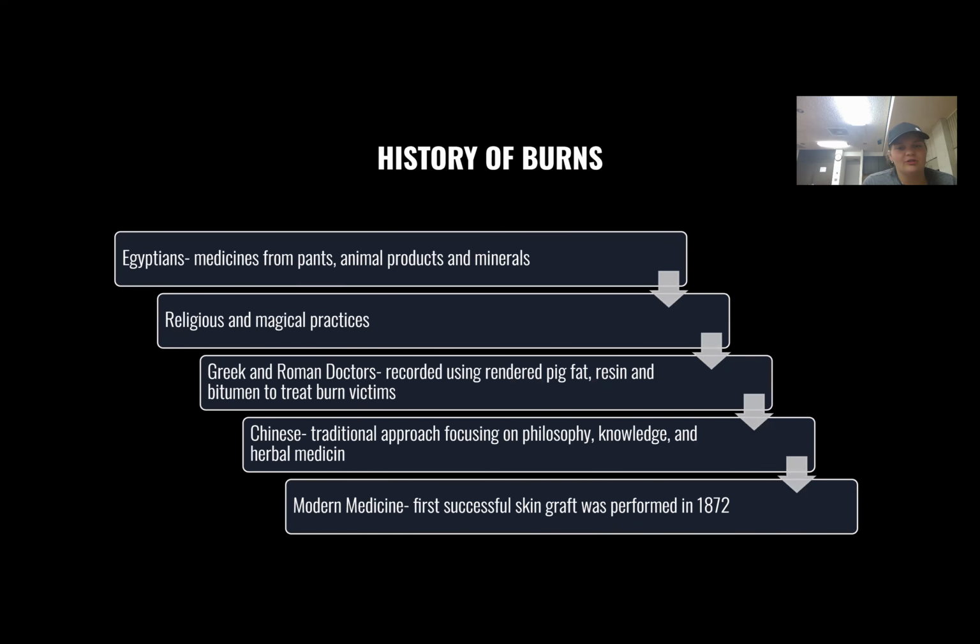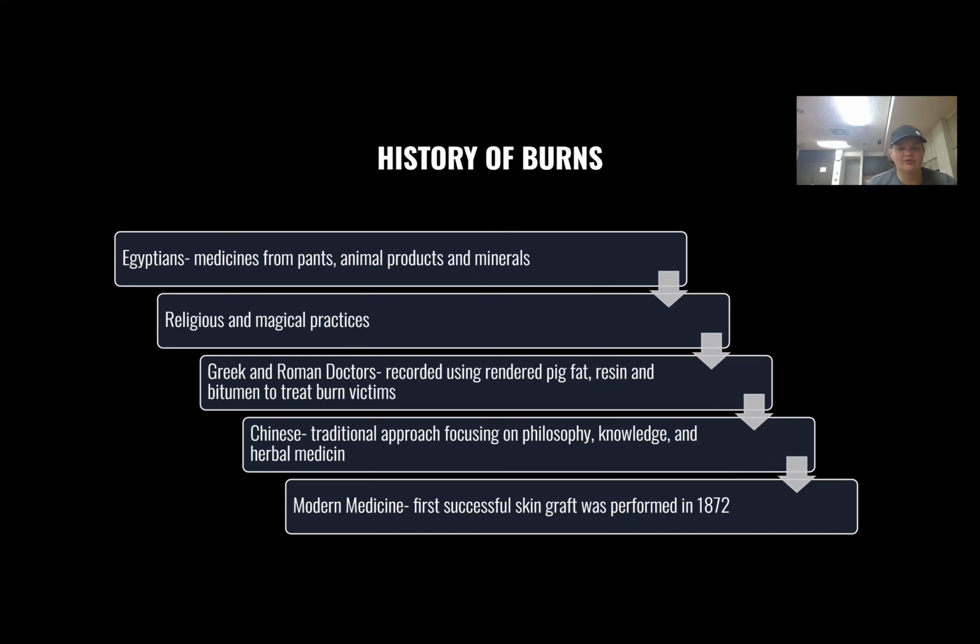And then to go more into the history of burns, burn history and treatment for burns has been studied for a long time. It was first seen in Egyptians, and they used medicines from plants, animal products, and other minerals. Within this, they mixed it with magical and religious practices in order to heal their patients. And from there, we can see burn history through the Greek and the Roman doctors, and they were recorded using rendered pig fat, resin, and bitumen to treat their burn victims.